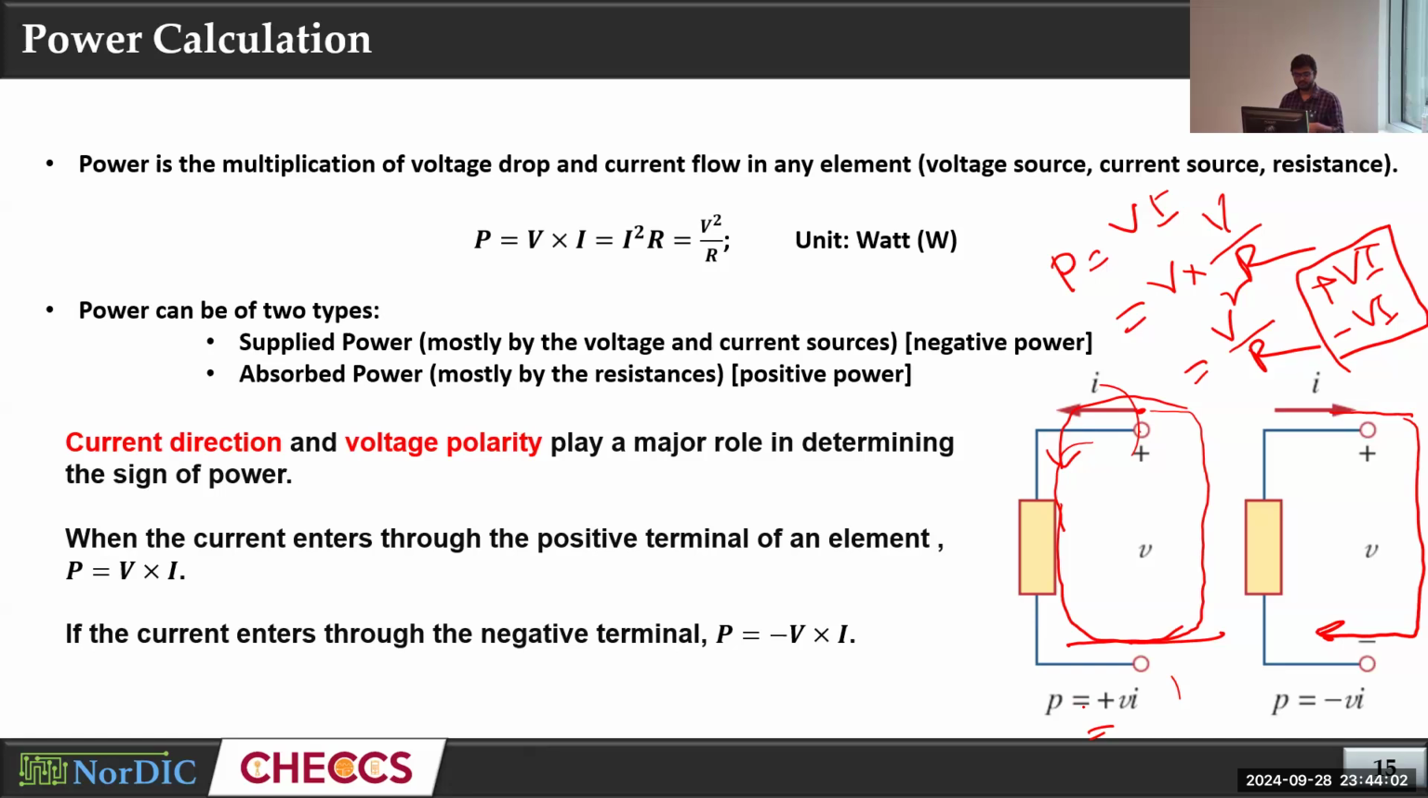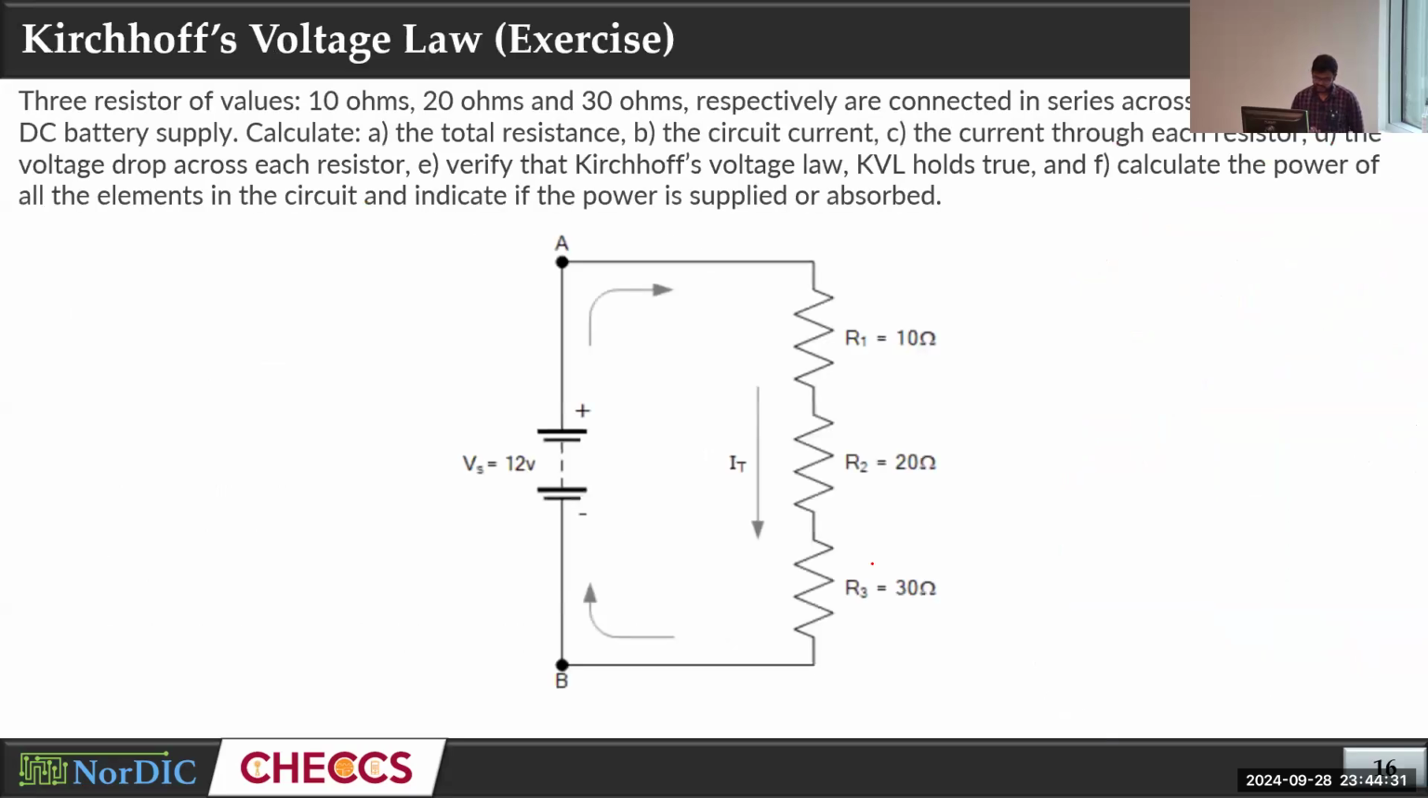Okay. Is that clear or is it too confusing? Just remember which terminal the current enters. If it enters the positive, positive power. If it enters the negative, negative power. Now, after you calculate the power, if the power is positive, that's absorbed power. If the power is negative, it's supplied power. Okay, is that clear?